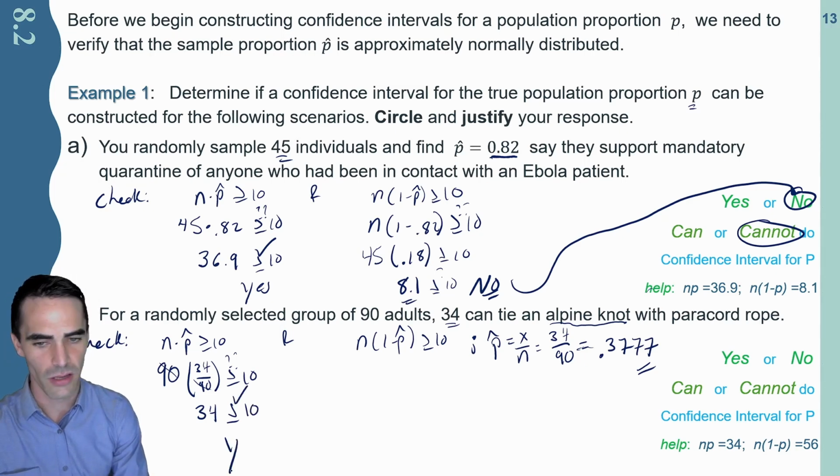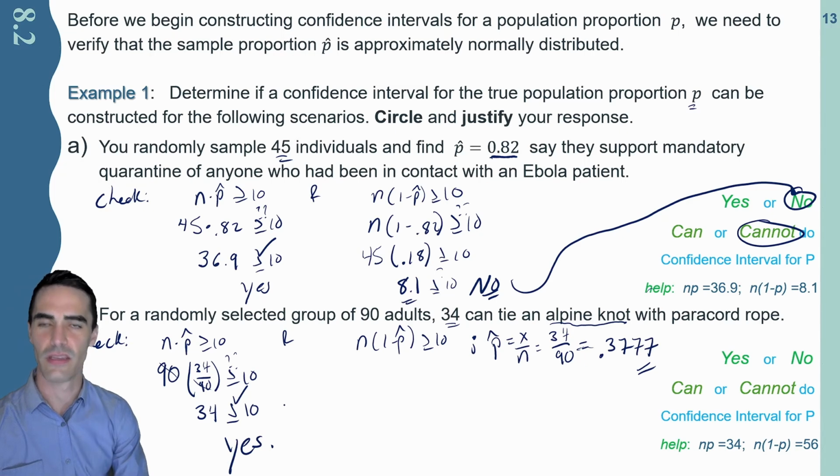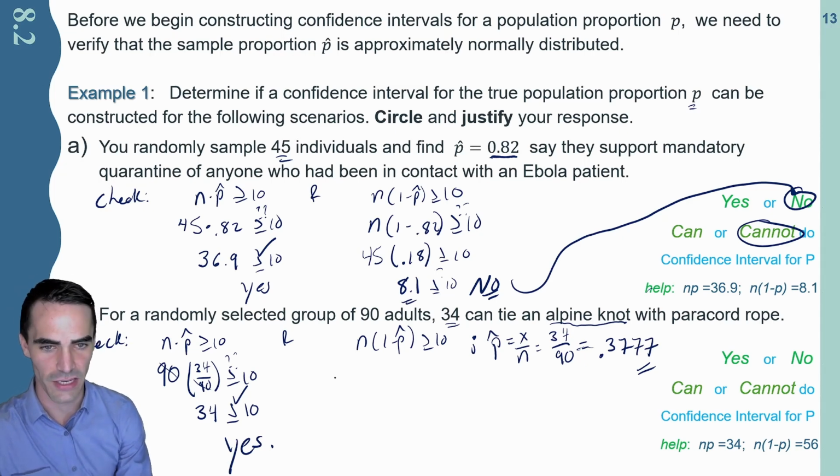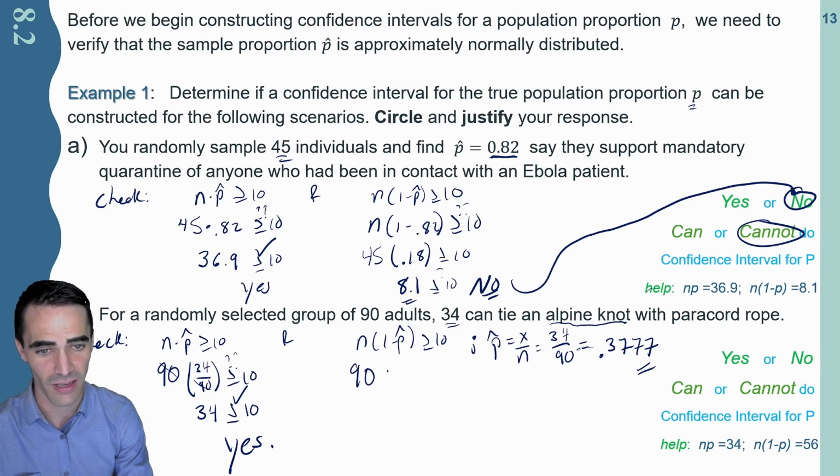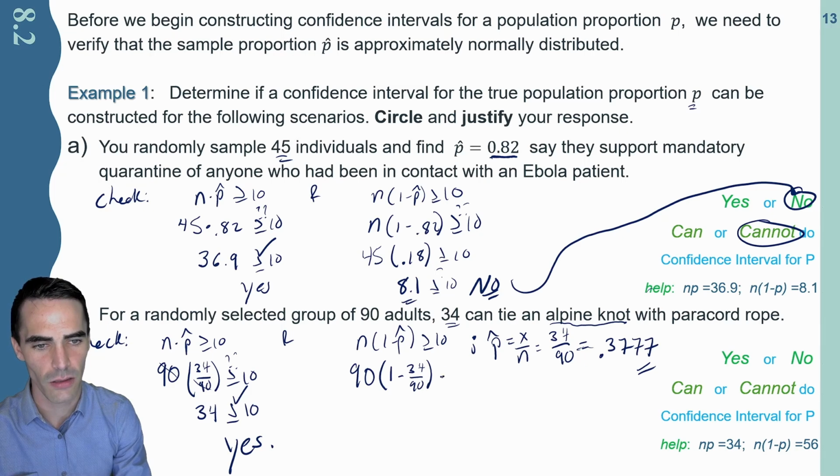And you betcha, yes, this does satisfy that condition. Next up, more friendly, I should get n times 1 minus p hat. And so if I keep these, it should be my sample size is 90. I'll then get 1 minus 34 divided by 90, greater than or equal to 10.